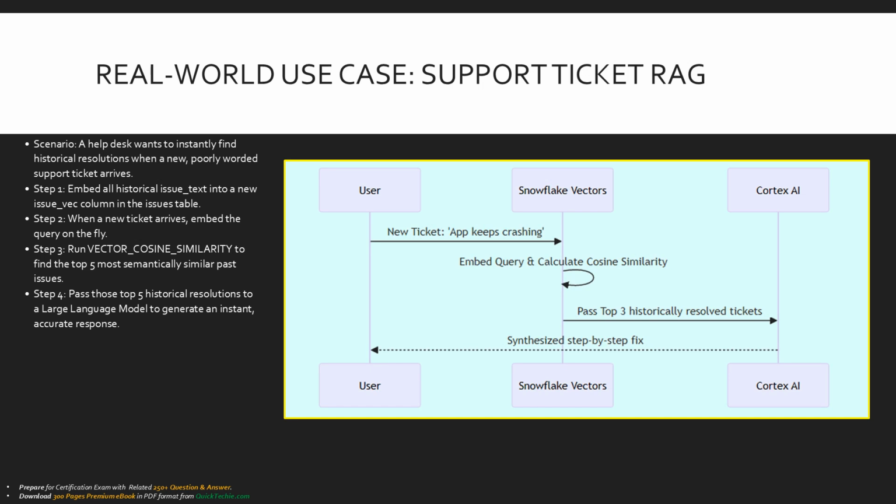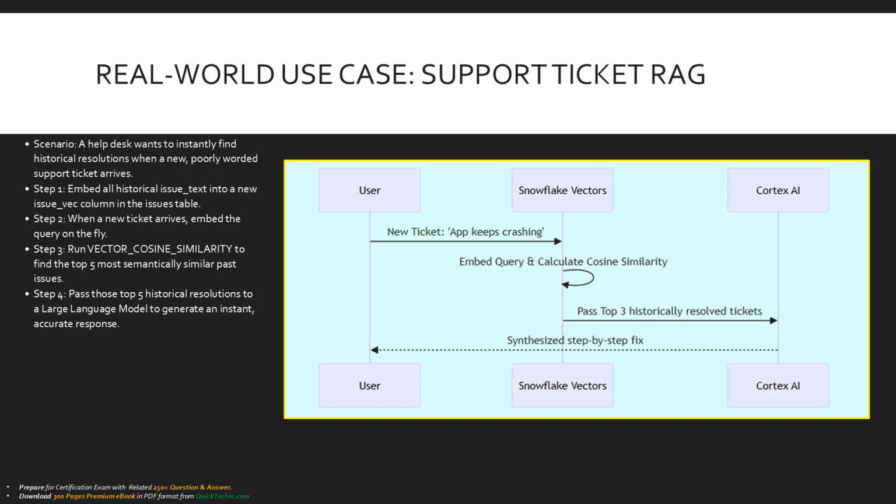Let's apply this to a powerful real-world scenario, Retrieval Augmented Generation, or RAG, for a customer support help desk. When a new support case is logged, your team benefits massively from finding similar cases that have already been resolved. First, you add a vector column to your historical issues table and embed all past issue text.